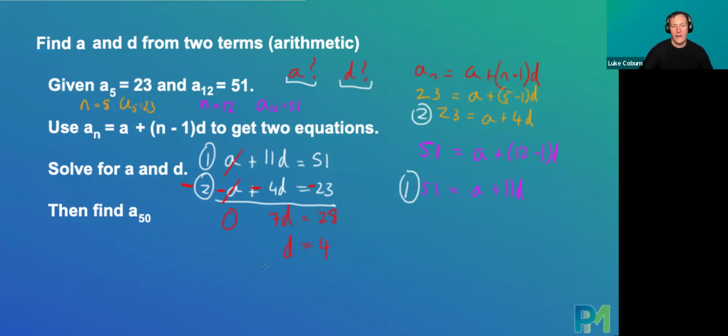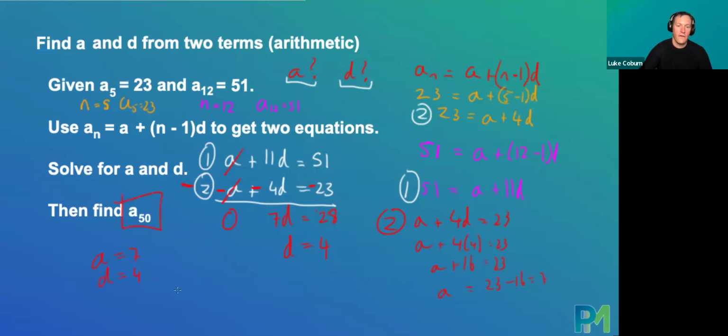And then I can just take the second equation, A plus 4D is equal to 23. I just put those minus signs because I was subtracting, but before that it was A plus 4D. So it's A plus 4 times 4 is equal to 23. That's A plus 16 is equal to 23, which tells me that A is equal to 23 minus 16, which is 7. So A is equal to 7, and D is equal to 4.